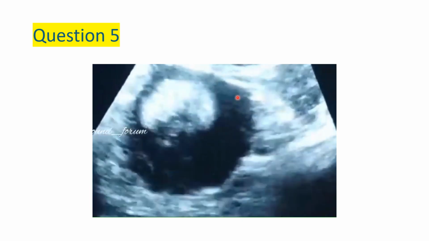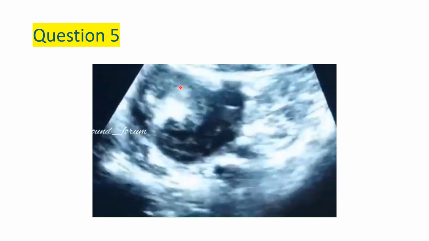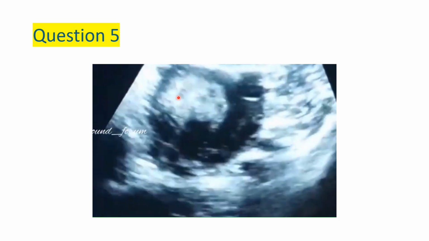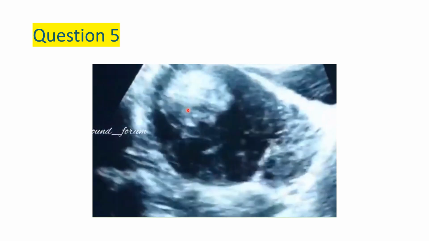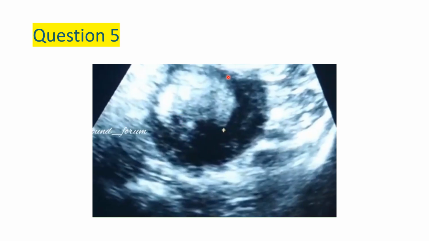So you see here we've got our uterus there. You can see there's a lesion there that is very hyperechoic. It's in fact echogenic. So the rest of the uterus relative to this, you can see is hypoechoic. This is hyperechoic or echogenic.